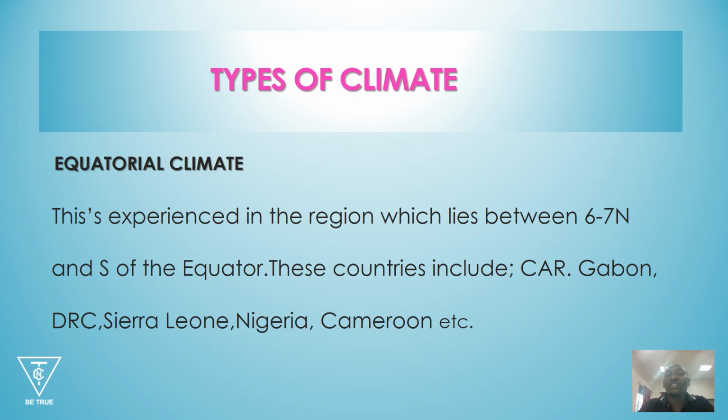This is a type of climate which is experienced in a region which lies between 6 to 7 degrees north and south of the equator. What does it mean? As you move northwards, you move 6 degrees from the equator. When you move southwards from the equator, you cover an angular distance of 7 degrees. In Africa it is experienced in countries like CAR, that is Central African Republic, Gabon, Sierra Leone, Nigeria, that is the northern part, Cameroon, Togo, Ghana, to mention but a few.